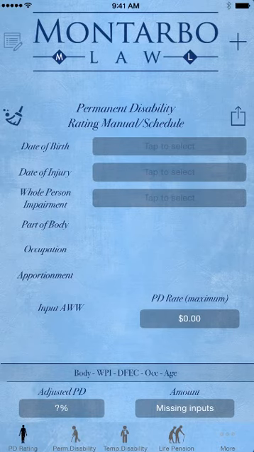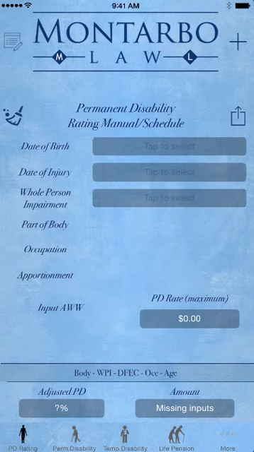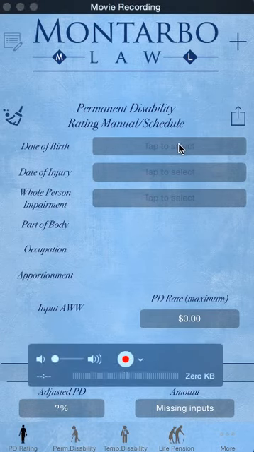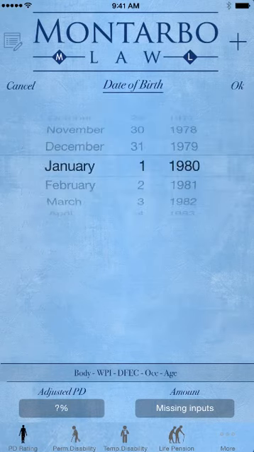Let's start with our first rating. First of all, you'll see that the rating string down at the bottom indicates that we're going to fill in the body, whole person impairment, TFEC, occupation, as well as age, and we'll get a fully adjusted whole person impairment at the conclusion of this. We start, of course, with the date of birth. Now, if there's a field that says tap to select, by God, tap to select. So if you tap on that, you'll see that it comes up.